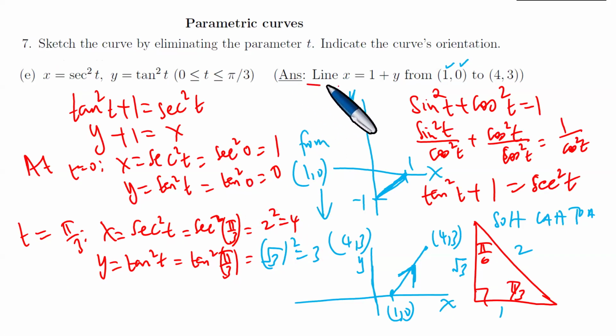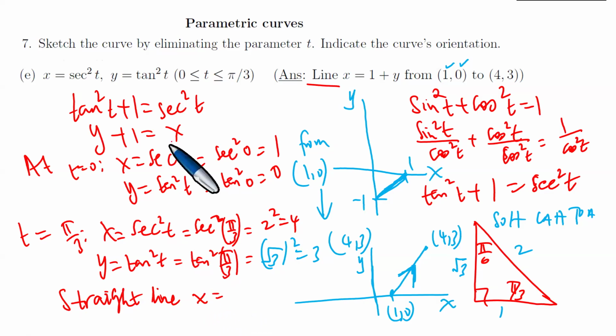So you know that this one is a straight line. It's a straight line, x equals y plus 1 or 1 plus y. But it is from 1, 0 to 4, 3, that is how it is traversed. So let's look at the next one.